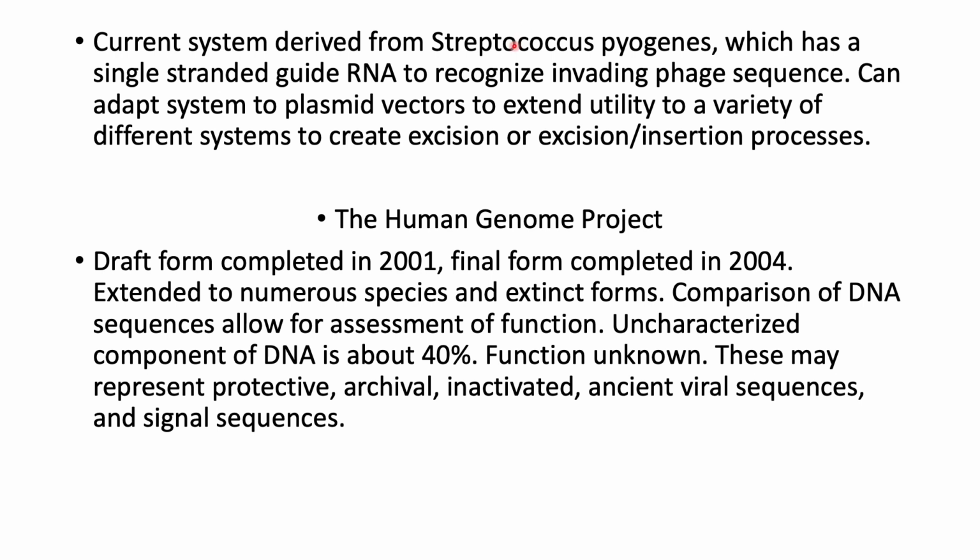There's a variety of bacteria which have CRISPR technology within them. Streptococcus pyogenes is one particular strain of that, which has a very limited, very elegant single-strand guide RNA. The guide RNA is what's used to recognize the invading phage sequence. And you can adapt the system to plasmid vectors, and you can extend utility to a variety of different systems. So you can either excise or you can excise and insert.